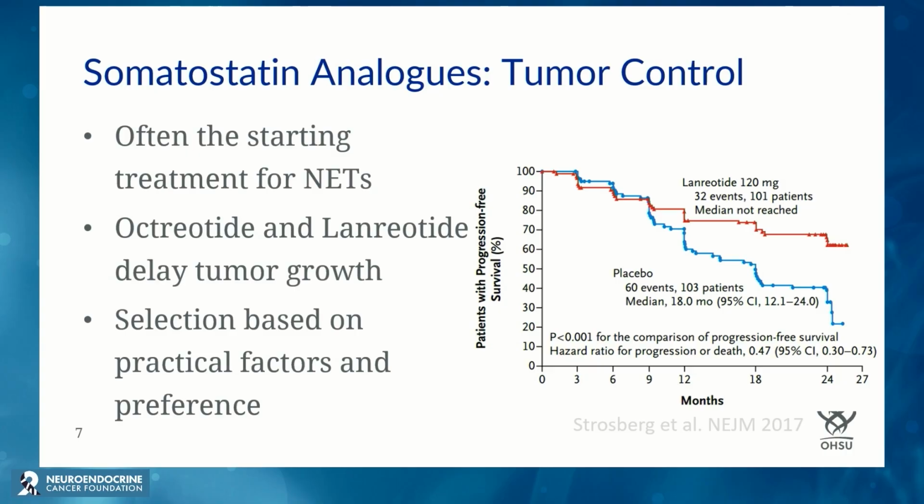Although it seems complicated, the general idea is on the vertical axis here, you can see the percentage of patients who are alive and their tumor has not grown. And on the horizontal axis, you have time. So in the original studies, both lanreotide and octreotide over time showed that proportionately more patients were alive with their tumor not growing, really over a period of multiple years.